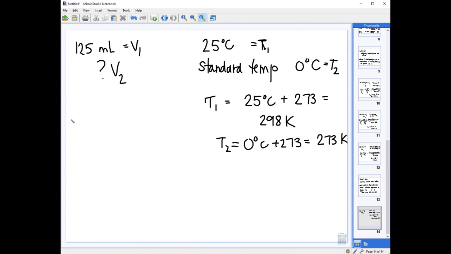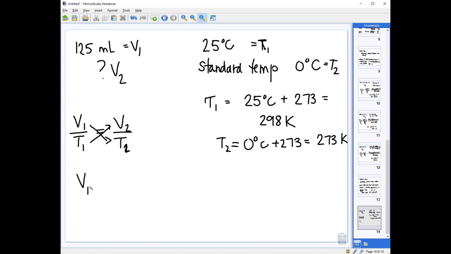All right. So remember our equation for Charles's law is V1 over T1 equals V2 over T2. I'm looking for V2. So what I'm going to do is get this in a little bit more standard form without all these little fractions in here. So I'm going to cross multiply.